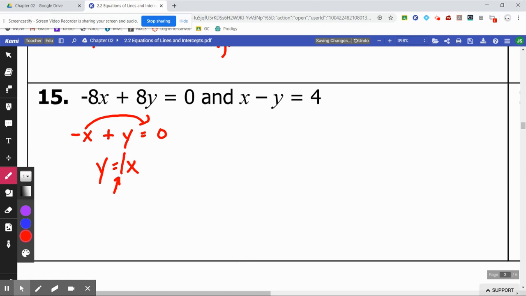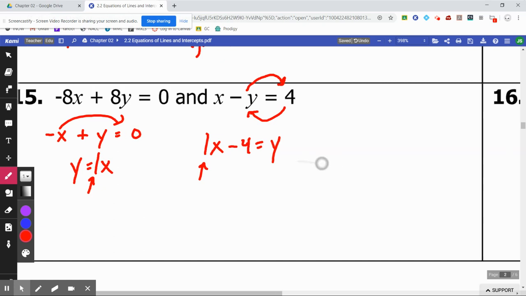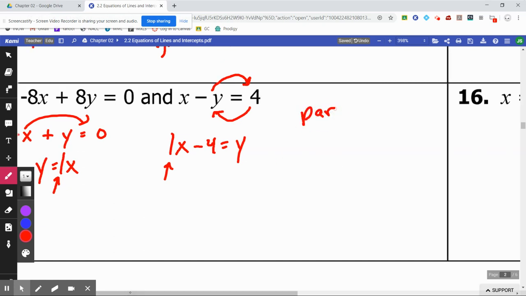The second one, what I like doing here is, since it's a minus y, let's move it and at the same time move the 4. So the 4 becomes minus 4, and the negative y becomes positive y. So you have y equals x minus 4, so the slope is going to be 1. So these lines, since they have the same slope, would be parallel.